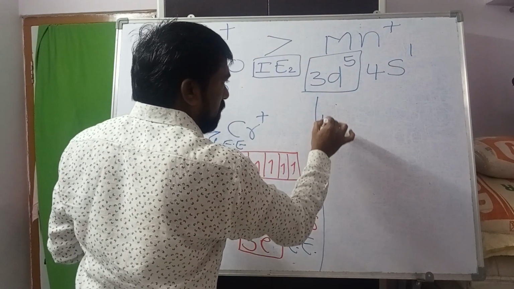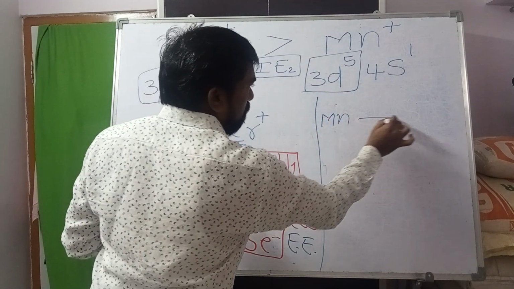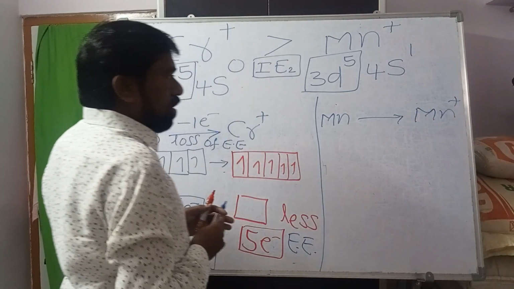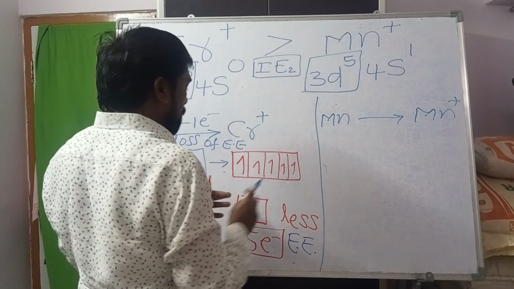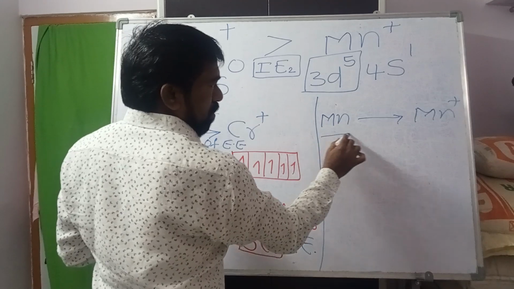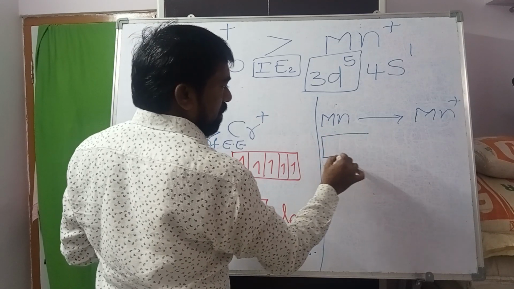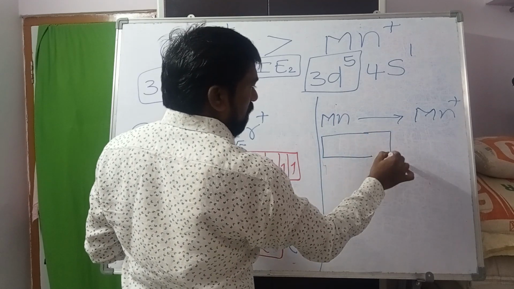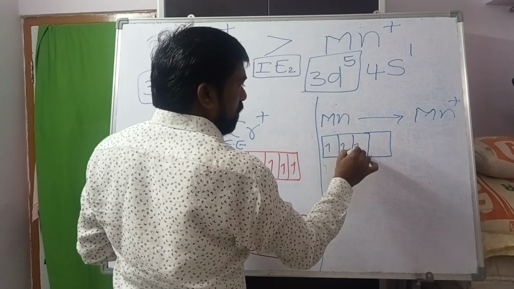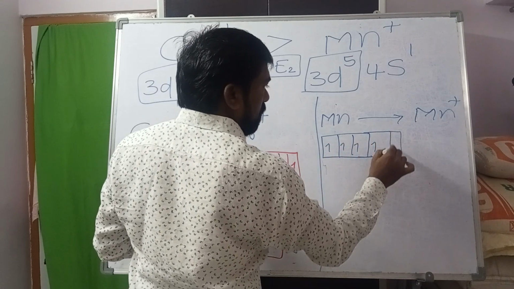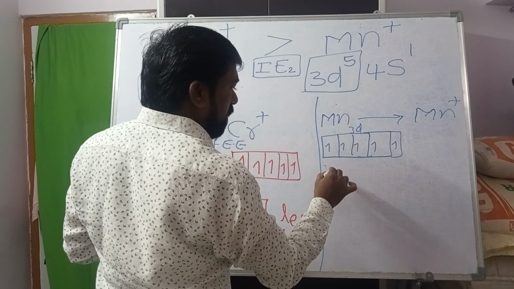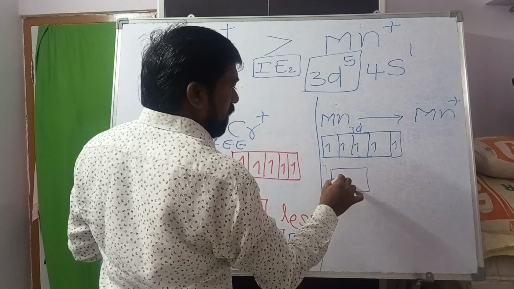Mn plus means Mn converts into Mn plus. Now, what is the manganese electron configuration? It is 3d5 4s2. The 3d orbital has 5 electrons, 1, 2, 3, 4, 5, and the 4s orbital has 2 electrons.